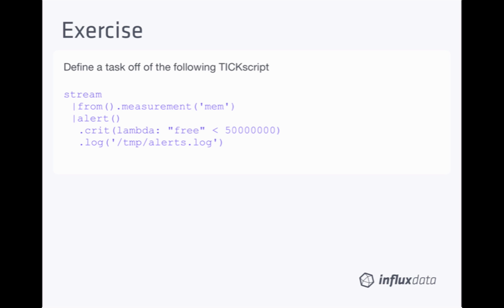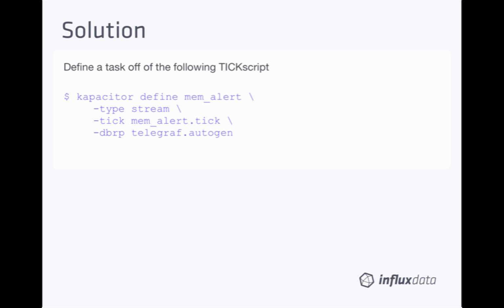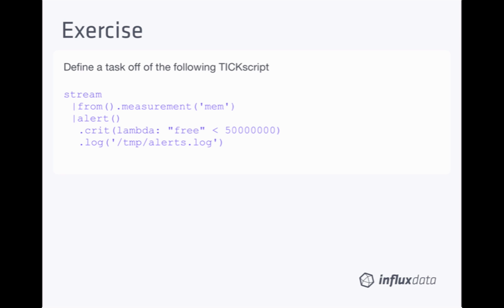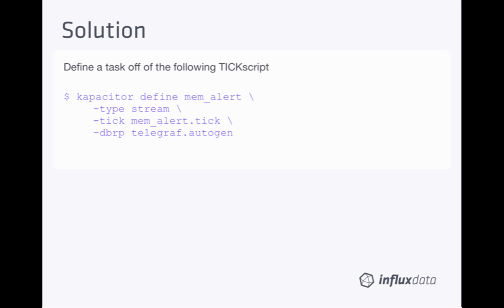Okay, so next, how do we define that task? This would be memAlert. It's a stream type. We've got that tick script there that we didn't necessarily name, but if we're calling it memAlert, we would probably call the file memalert.tick. And then our DBRP is going to be telegraf autogen.